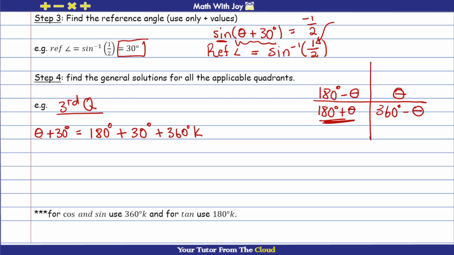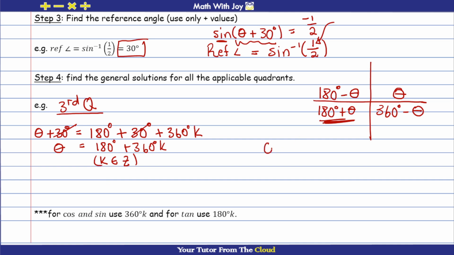So then now we need to simplify for this. We're going to take this positive 30 to the other side. And now theta is going to be 180 degrees, the 30 and the 30 are going to cancel, plus 360 degrees times k. And we have to mention where k is an element of integers. And that's how you find your general solution. Now this was for the third quadrant. We have to now calculate for the fourth quadrant.